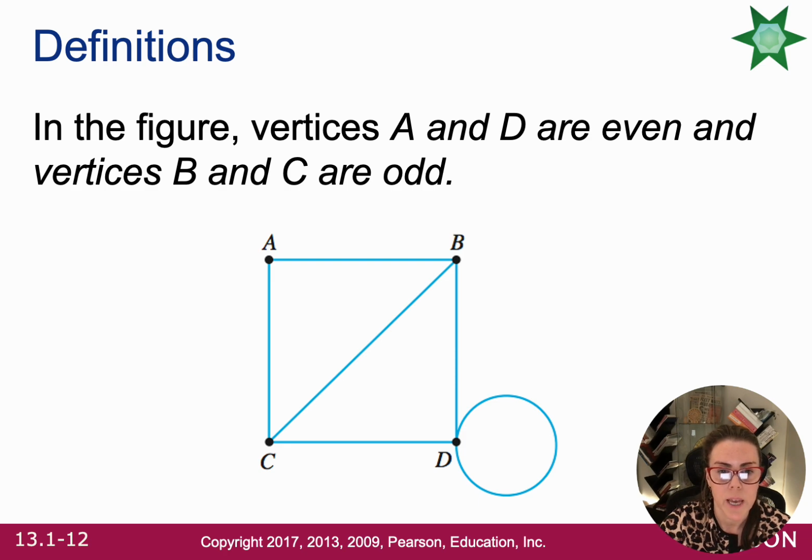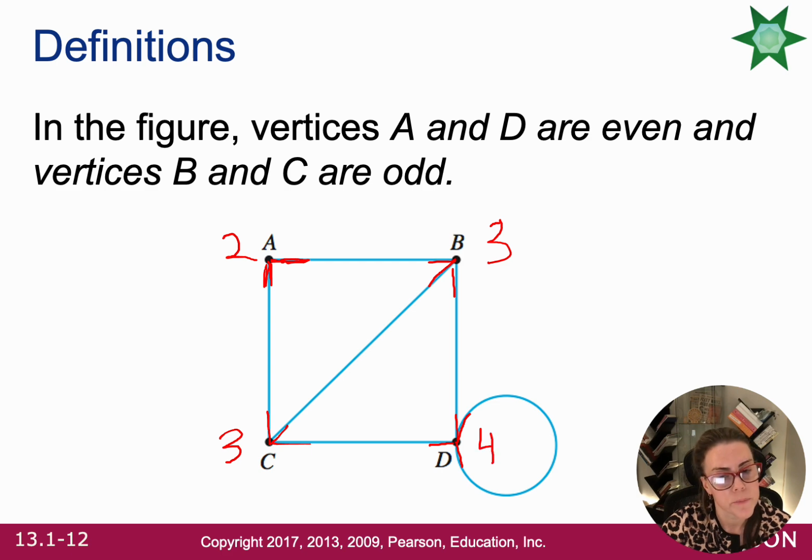Well, why is that? Because A has 2 edges connected to it, so it has a degree of 2. What about B? B has a degree of 3. And 3 is an odd number. So B is an odd vertex. Over here, C has 3 edges connected to it, so that's going to be an odd vertex. And then look at D. We're actually going to count the loop also. So D has a degree of 4, and that's even. So vertices A and D are even, and C and B are odd.